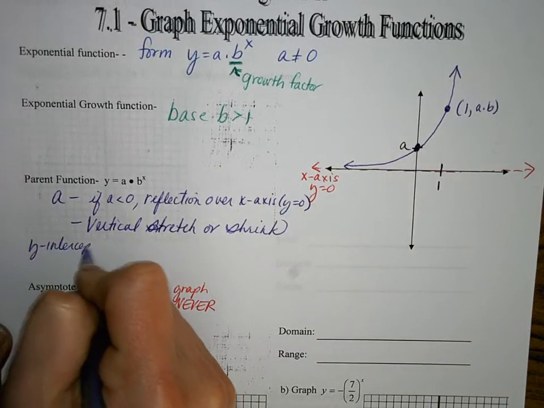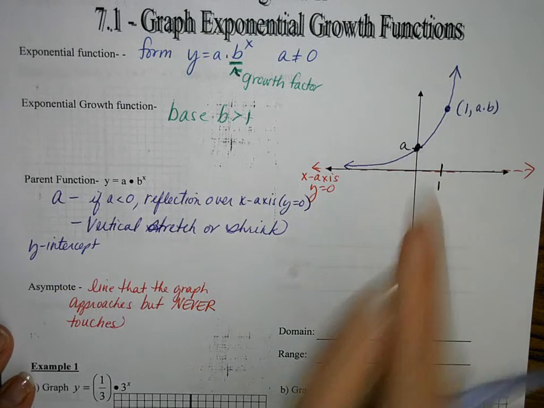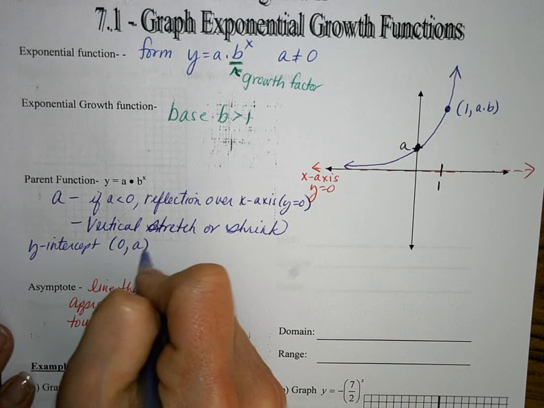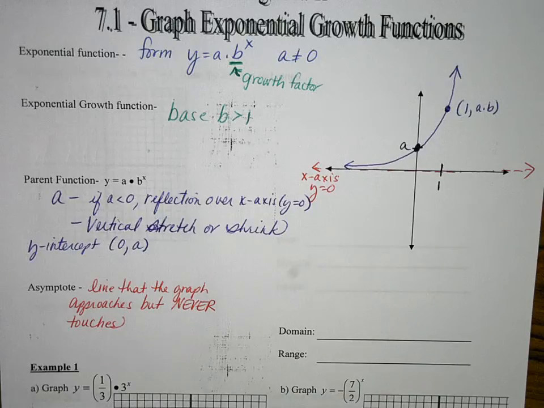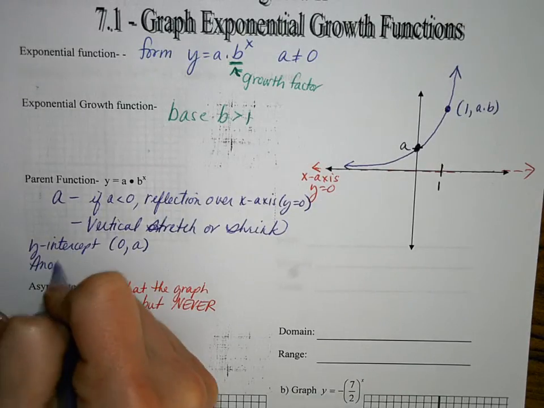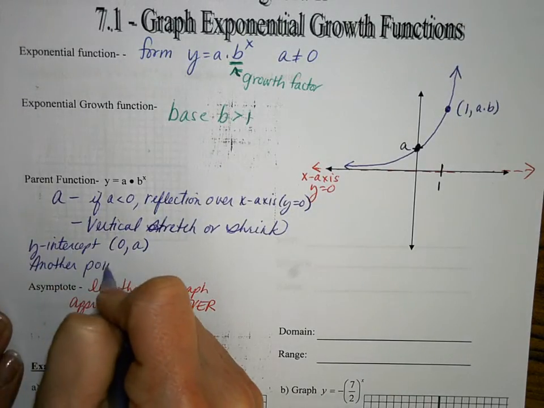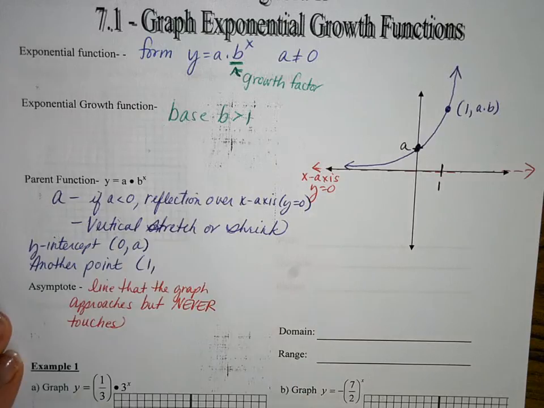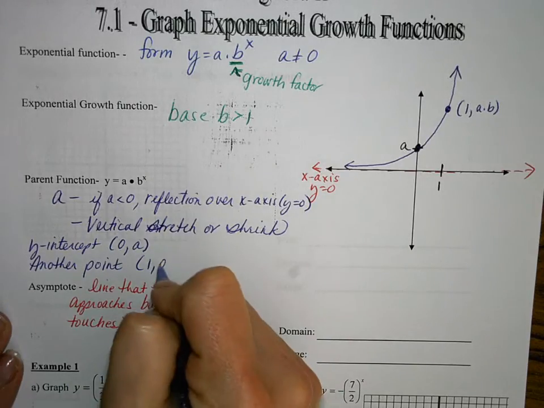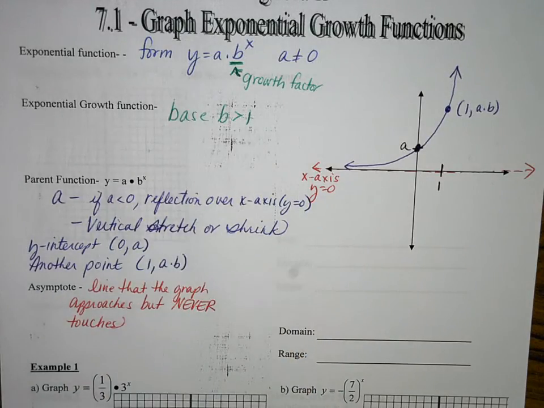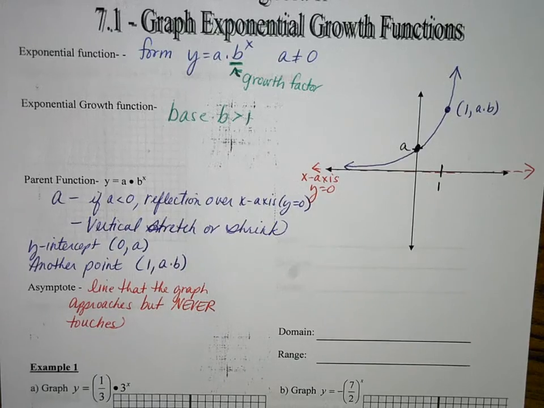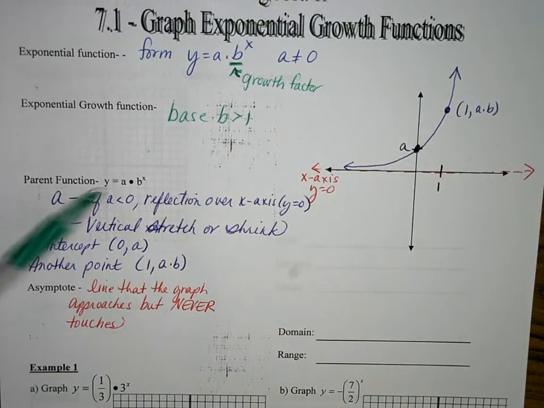Beautiful. Thank you, Justin. My y-intercept is at A. It crosses the y-axis at A for my parent function. And then it's always easy to graph that other point because for my parent function, I realize that when I plug in 1, my y value is going to be A times the B. So these are all things that are true with my parent function.